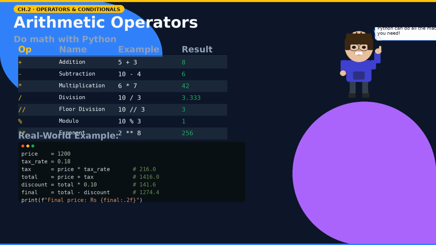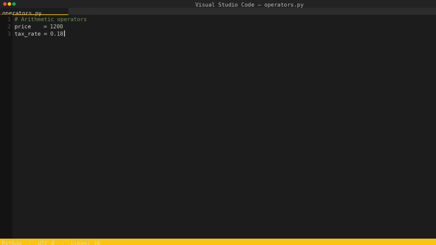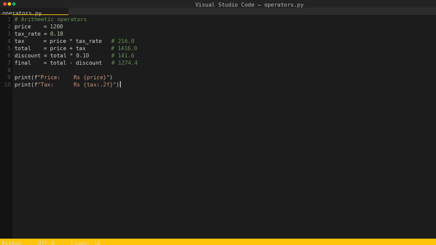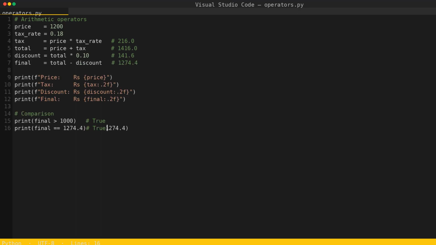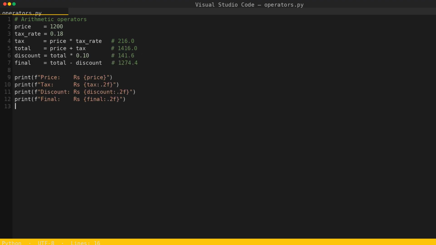First we multiply price by tax rate to get the tax amount. Then we add them for the total. We apply a 10% discount using multiplication. And finally subtract it. Notice the :.2f in the f-string, this formats the number to exactly 2 decimal places. This is a pattern you'll use constantly in financial calculations.